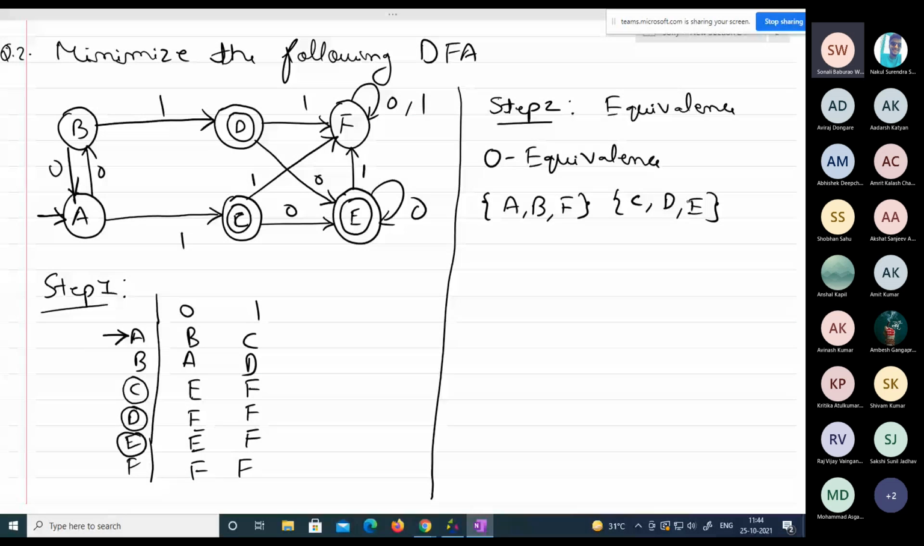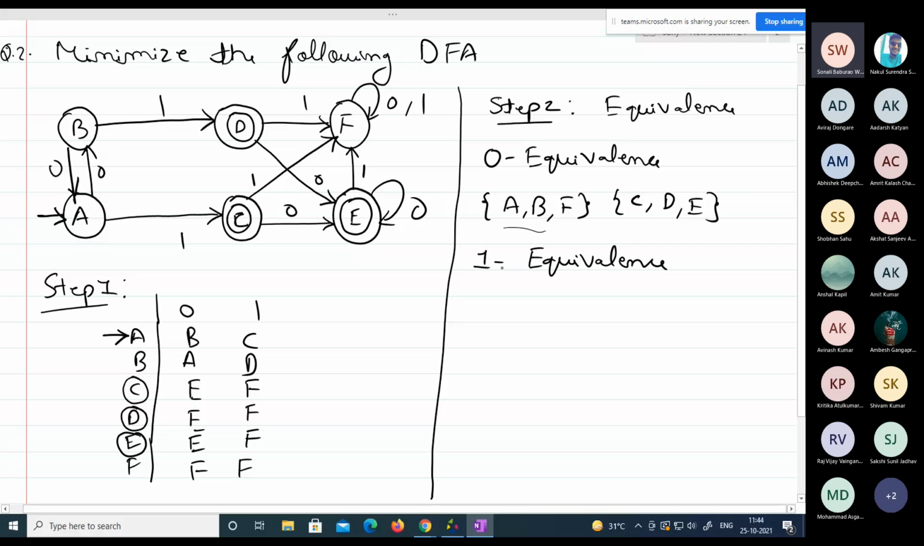Now next I have to compute one equivalence. I have to write one equivalence, so I will write that. Now you have these values. Always remember that whenever you want to compute one equivalence or two equivalence, etc., you always have to refer to the set which is present. For one equivalence you will refer to this set of zero equivalence. For two equivalence you will refer to the set of one equivalence, like that.